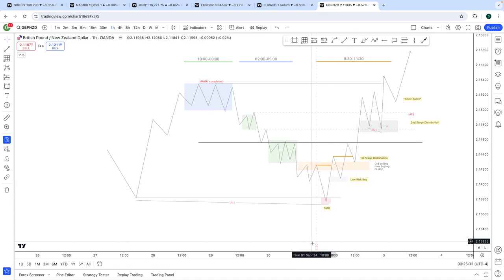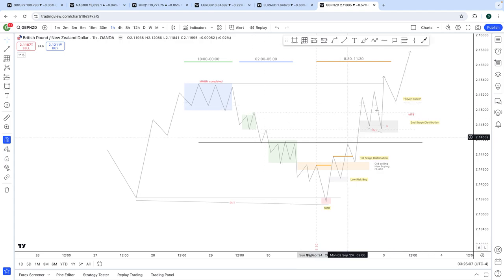Now notice what time we run this low, 8:30. So what will 9:30 and 10 a.m. do? It'll expand, right? So whatever PD array that gets printed from the low risk buy is now your first stage distribution. When price comes back into this area, it's going to have this first distribution phase, okay? And now the first stage distribution, range low to high, on the retracement, this is going to be your second stage distribution in your silver bullet.